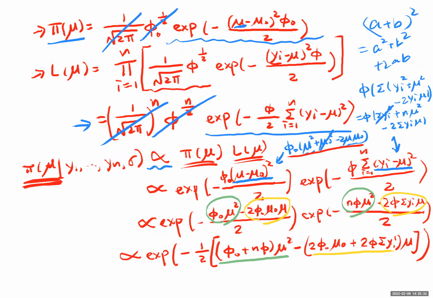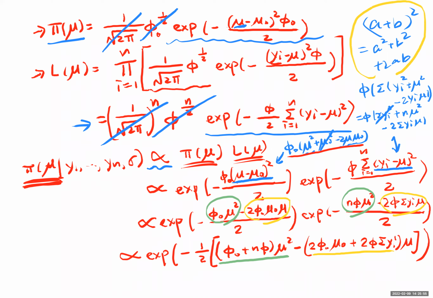But something good about this, as you can see here, is that it's always going to be something times mu squared minus something times mu. And that's how we started with the normal curve. And now we're seeing something very similar. We have some constant multiplied with mu squared minus some other constant times mu. And that hopefully is ringing a bell for you.